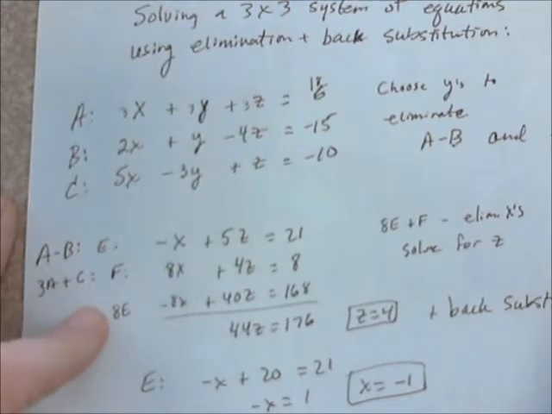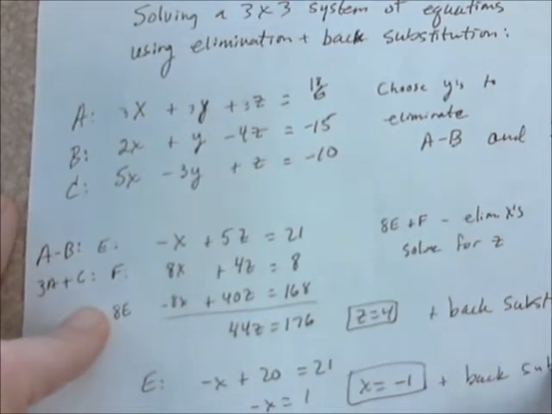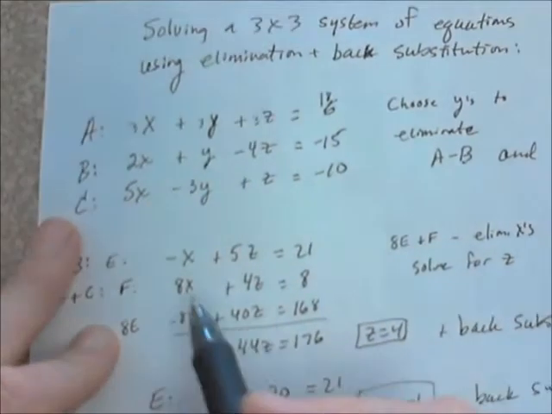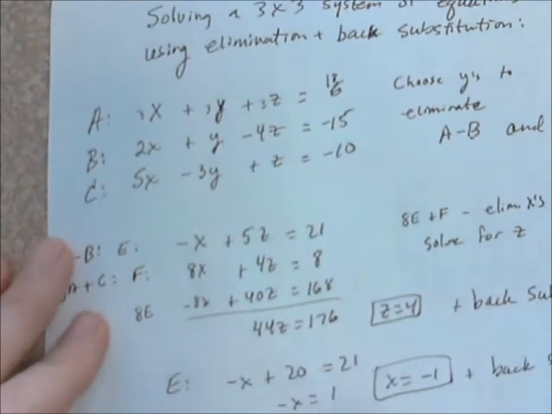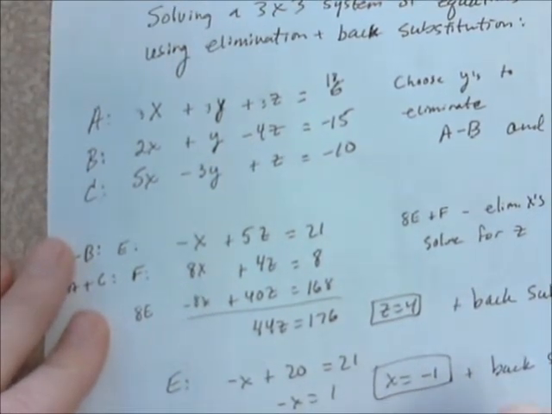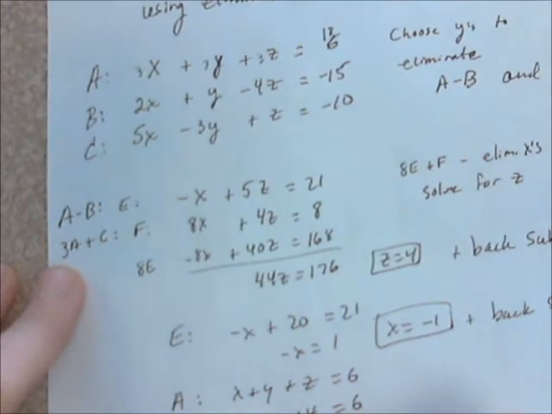And then the last one, we're going to do back substitution into one of the original equations. So I'll just take the original equation, x plus y plus z equals 6, which was letter A. x plus y plus z equals 6. Well, x is negative 1, y we're figuring out, z is 4, and this becomes 3. 6 minus 3 is 3, so y equals 3.